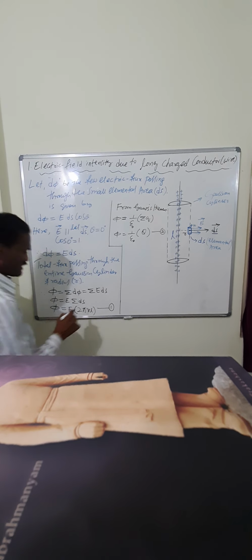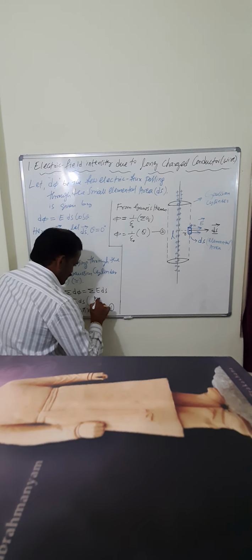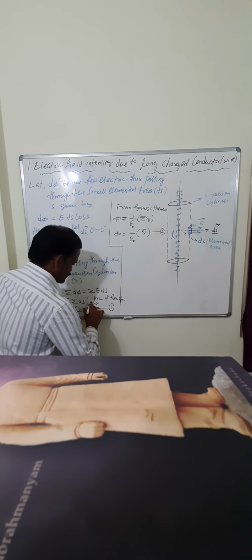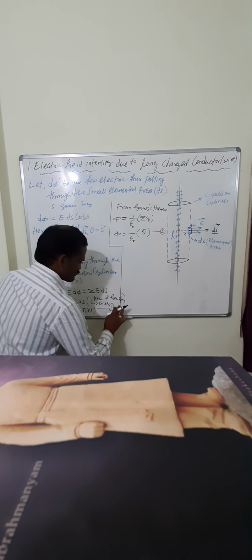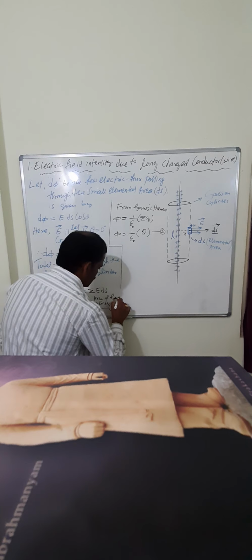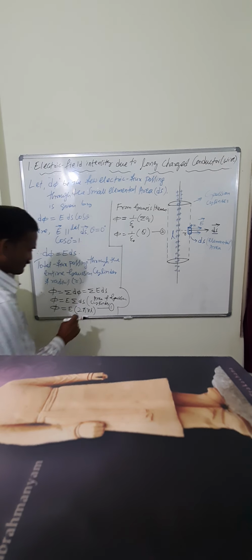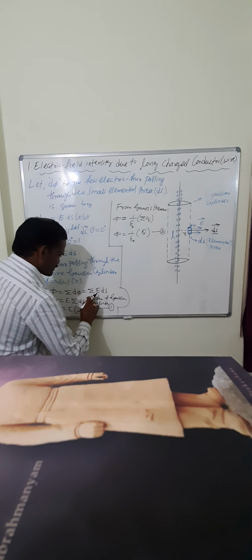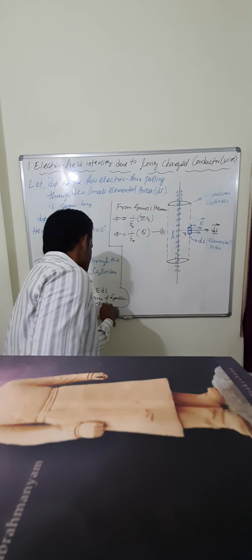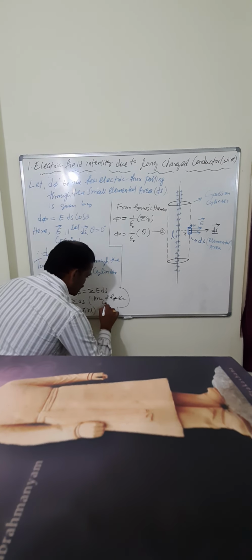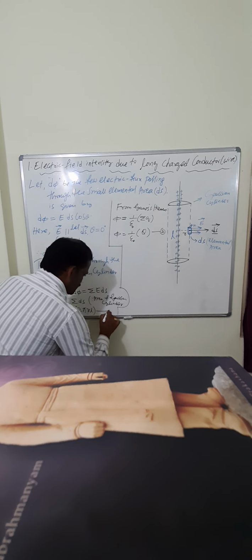What is 2 pi R L? 2 pi R L is the area of the Gaussian cylinder. Since ds is the area of the Gaussian cylinder, therefore 2 pi R L is the area of the Gaussian cylinder. So this is equation number 1.